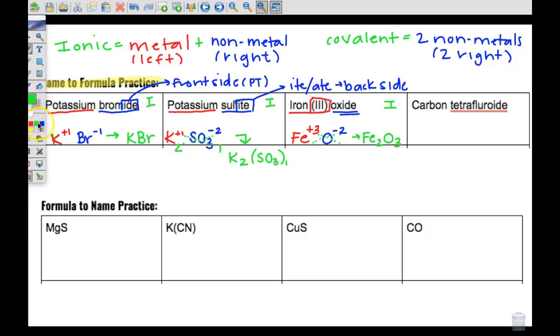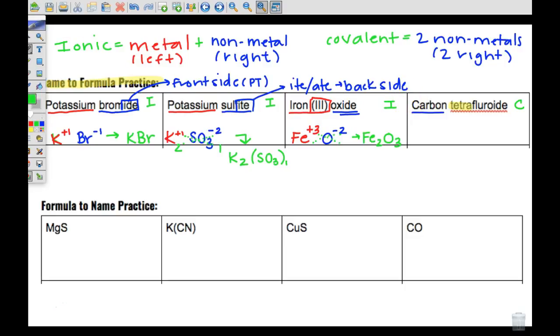In my last example from name to formula, I still ask myself the same first question. Is this first element, carbon, a metal or a nonmetal? After looking at my periodic table, I see that carbon is on the right side, so carbon is a nonmetal. So because I'm beginning with a nonmetal, that means I have a covalent compound. When I have covalent compounds, I'm working with prefixes, and I see one here.